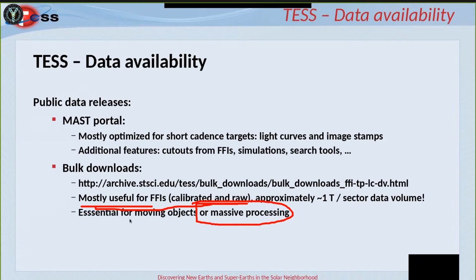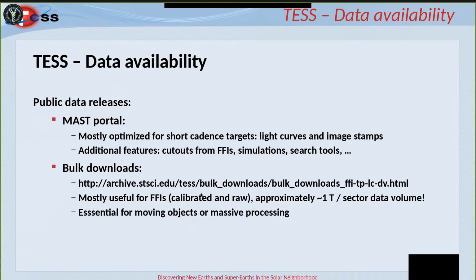And I forgot to mention here, but this type of data product is also important for transients. So if someone wants to do photometry on supernovae or anything which was not known in advance, I mean, before the allocation of the short cadence data, because of this, you can just use the full frame images.